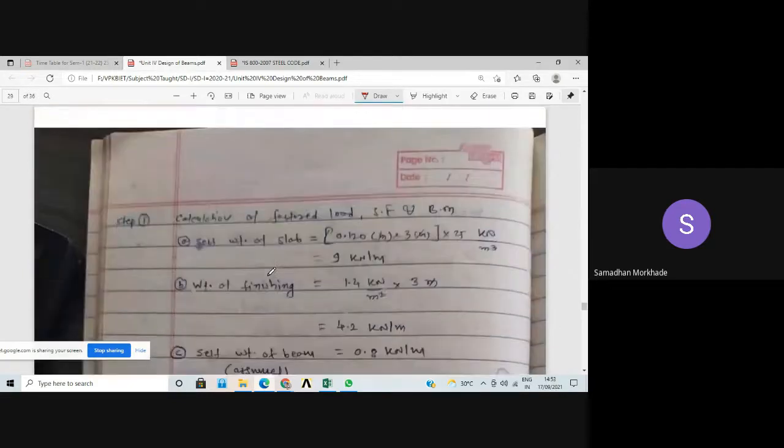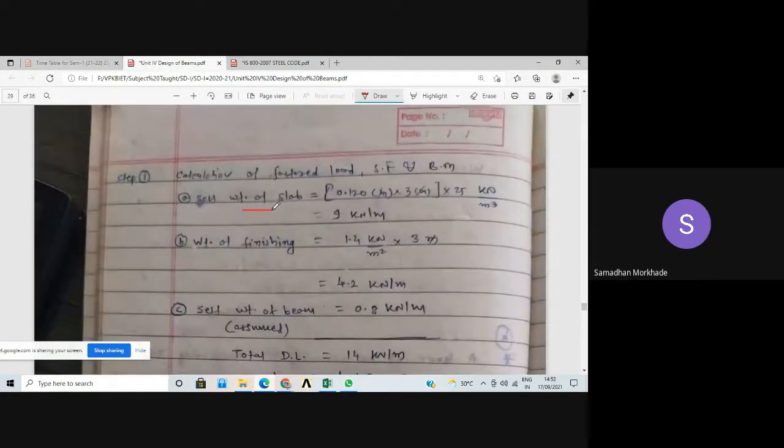So how to calculate that load? First of all, self weight of slab. There is a slab on top of the beam. The slab thickness is given as 120 mm. So it is 0.12 meter multiplied by spacing of beam, 3. This gives you area, into density 25. What is the density of RCC? 25. The density of reinforced cement concrete is 25 kilonewton per meter cube, and for plain cement concrete it is 24. It comes from your IS 875 Part 1, dead load, which gives the densities of all materials. So self weight is 9 kilonewton per meter.